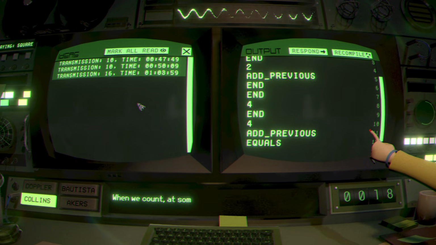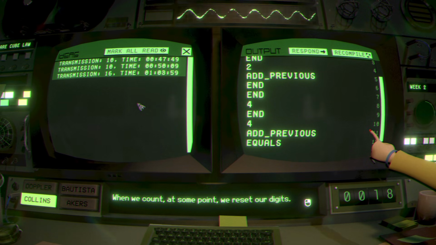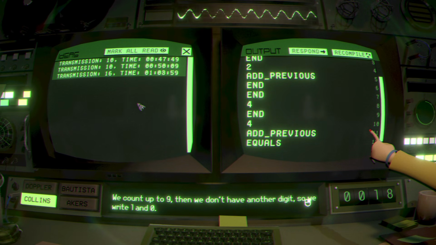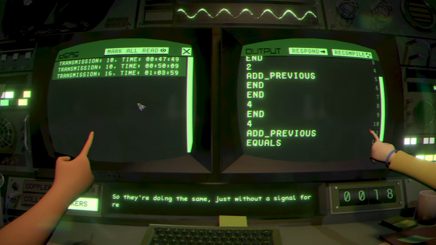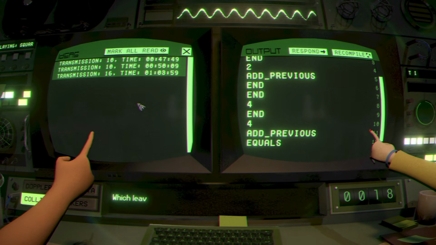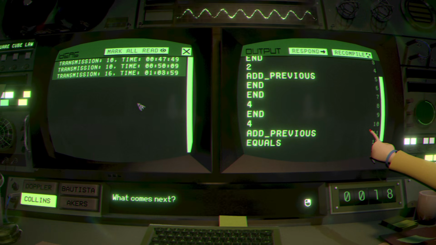What makes sense? When we count, at some point we reset our digits. We count up to 9, then we don't have another digit, so we write 1 and 0. So they're doing the same, just without a signal for representing 8 or 9. Which leaves us with our next question. What comes next?